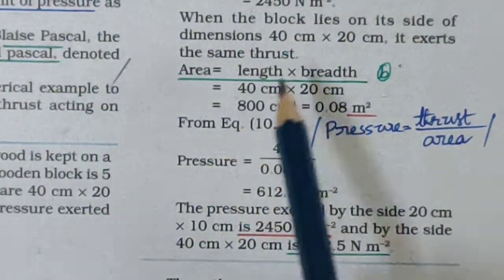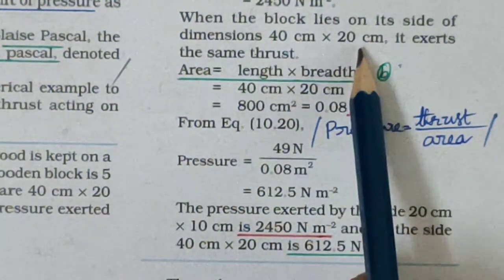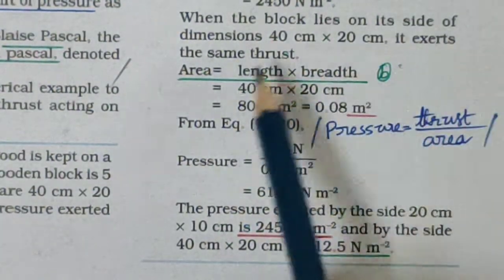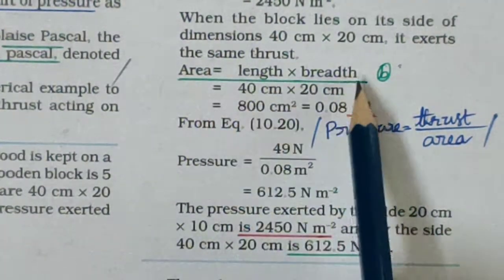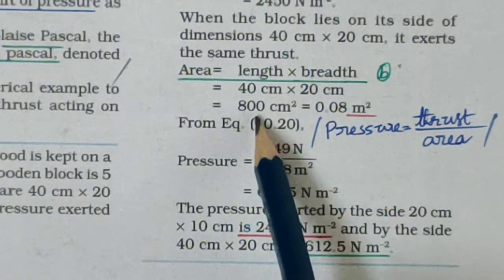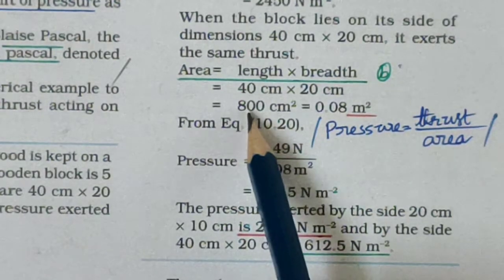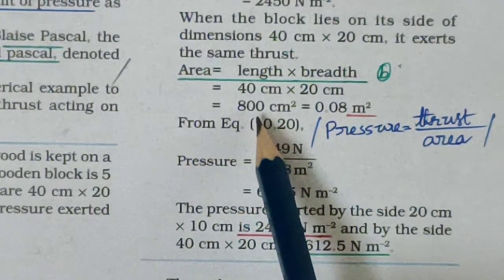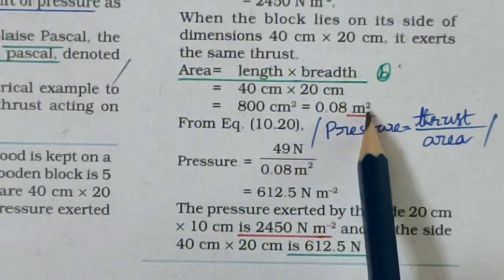When the block lies on its side of dimensions 40 and 20 centimeters, which is the larger side, it exerts the same thrust. So the weight is the same, the thrust is the same. Area is equal to length into breadth. The area is increased here, 40 into 20 centimeters, that is 800 centimeters square. Divide this 800 by 100 into 100 to convert it into meters. That becomes 0.08 meters square.